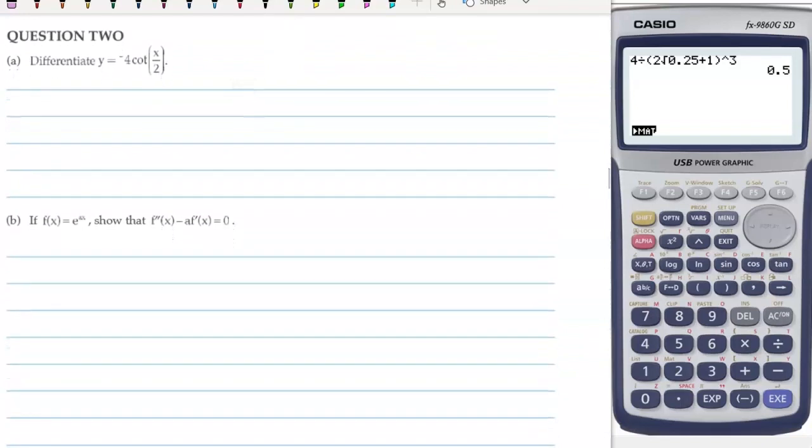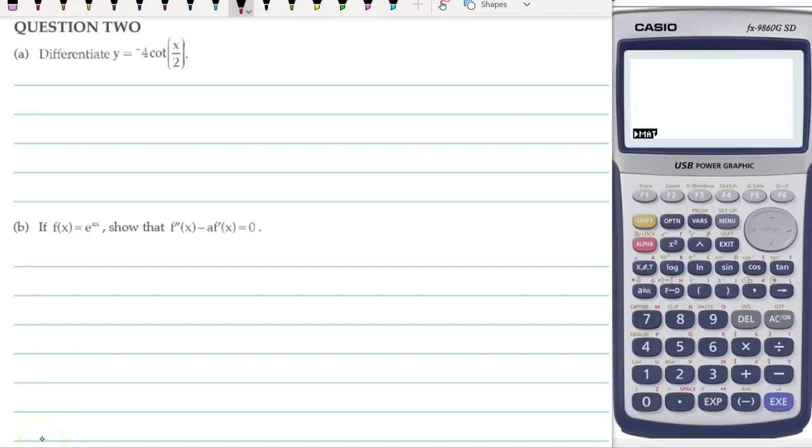Moving on to question 2. So cot is on your formula sheet, and cot differentiates to negative cosec squared. So if we do dy by dx, the function part of it, cot, becomes cosec squared. It started off as a negative here, so now our answer will be positive. The inside stays as it is, but now we times the outside by the derivative of the inside. So if we differentiate x over 2, we get a half, so that 4 becomes a 2.